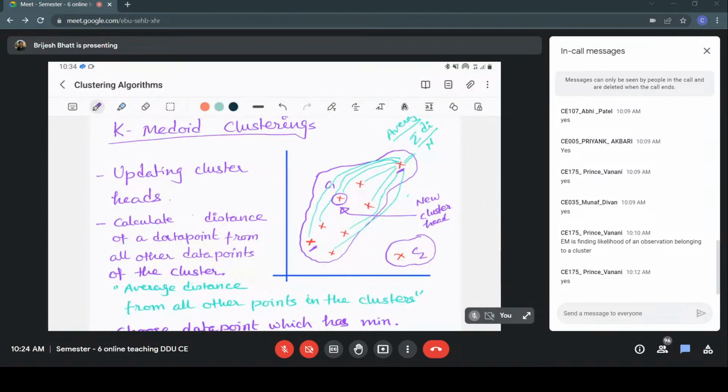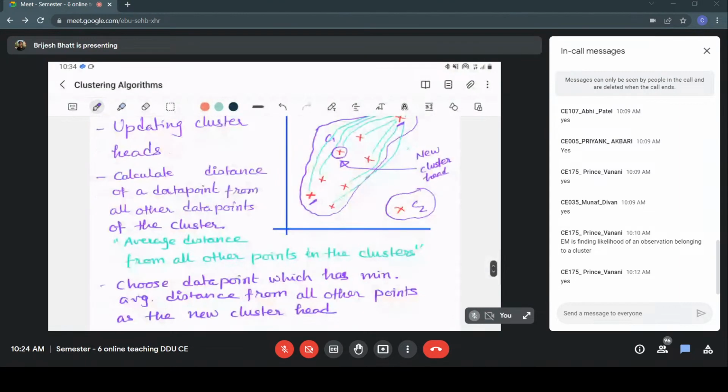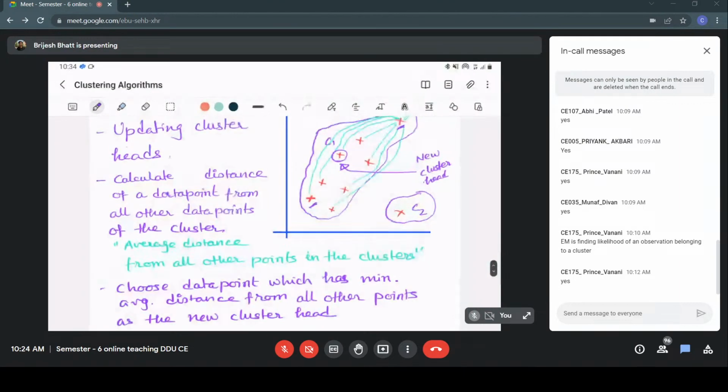So this is how k-medoid clustering works. And as we can see, it does not suffer from outliers, or rather it tries to address the issue of outliers that we face in k-means clustering. Otherwise, idea-wise, it is pretty similar to k-means. It can be counted as a variation of k-means only.